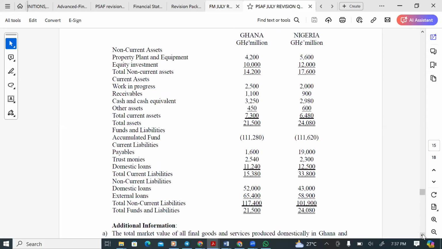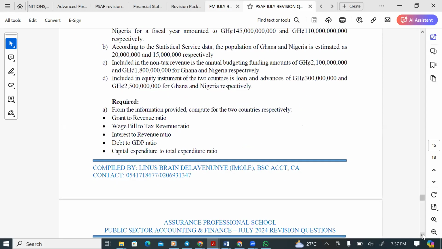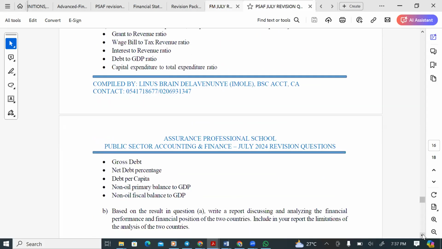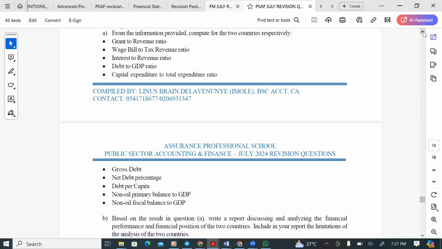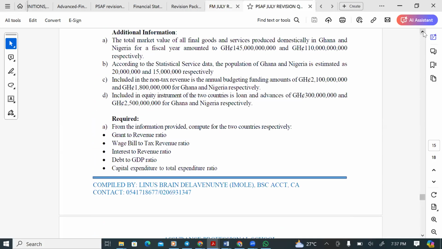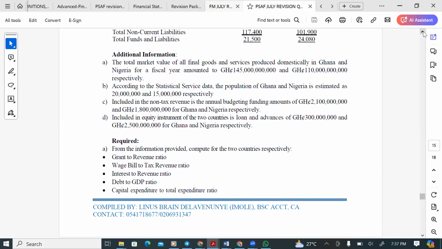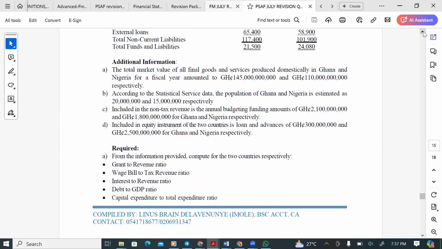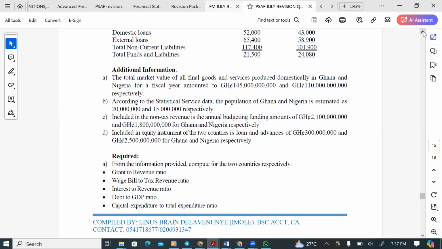Okay. So what are they saying? Debt per capita. Debt per capita will be what? The gross debt divided by population. Divided by what? Population. Per capita. Yeah. Divided by population. Someone wants to say something? I'm asking about the net debt.